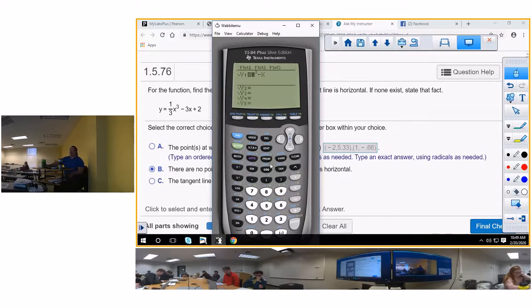Let's see. y is equal to parentheses 1 divided by 3, close parentheses, x to the third, second insert, x.